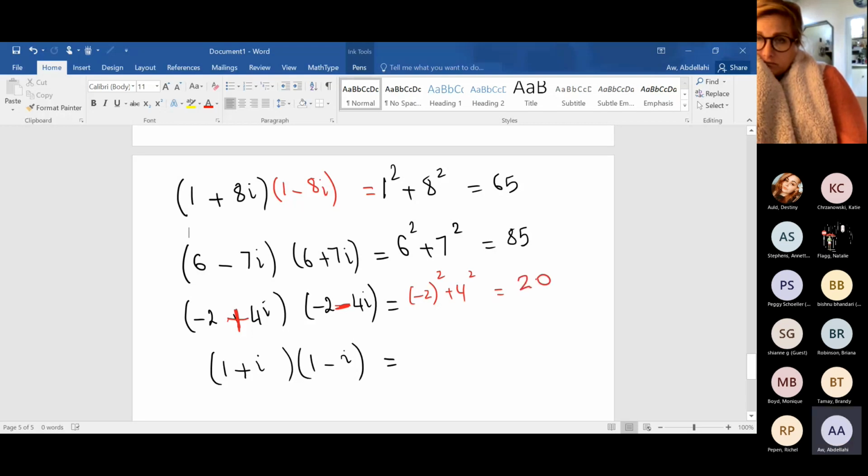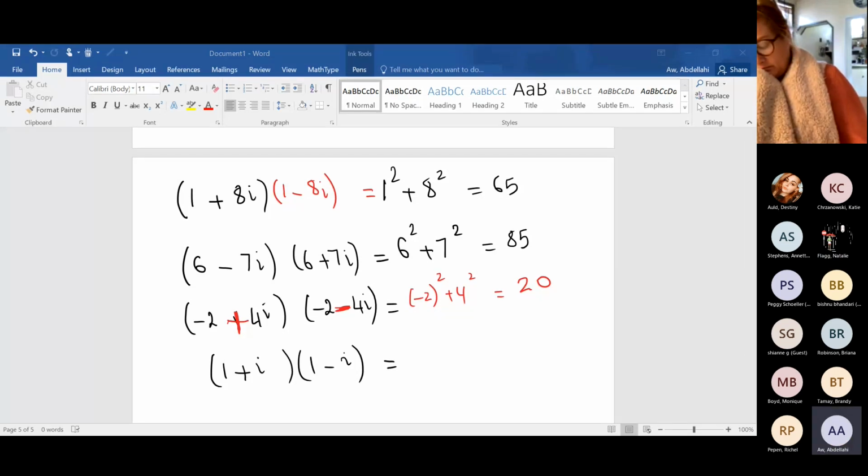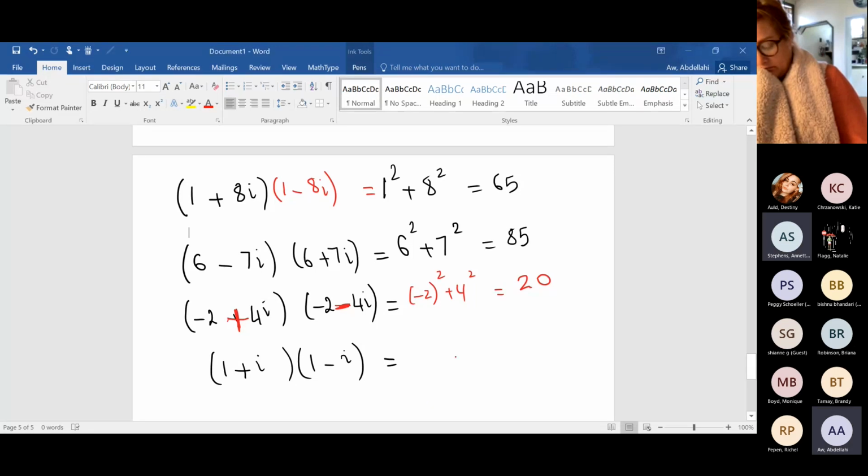The last one is a little bit more tricky. What is the final answer for the last one? How much did you get? Is it 2? You got 2, right? Did somebody get 0? Somebody got 0? Or everybody got 2? No, I got 0. You got 0?